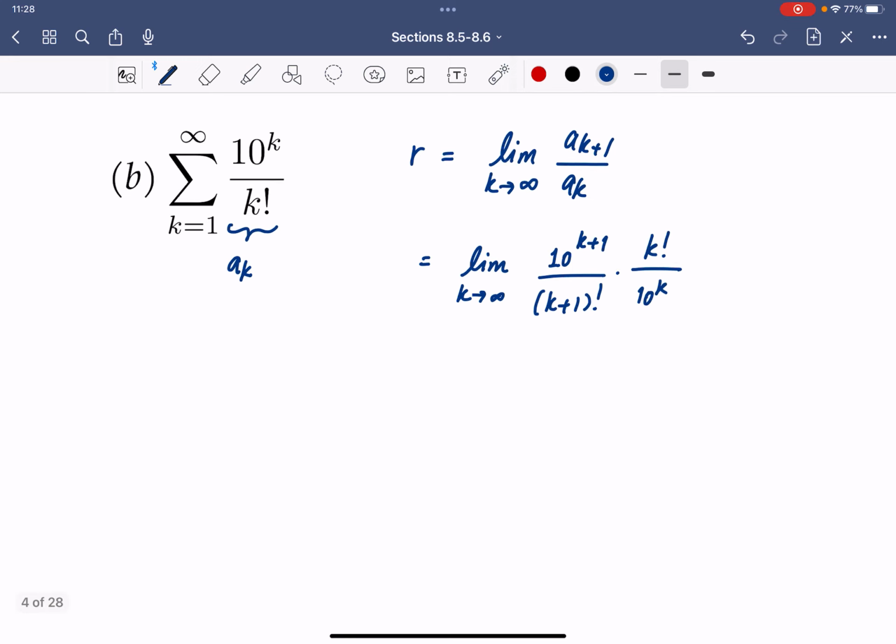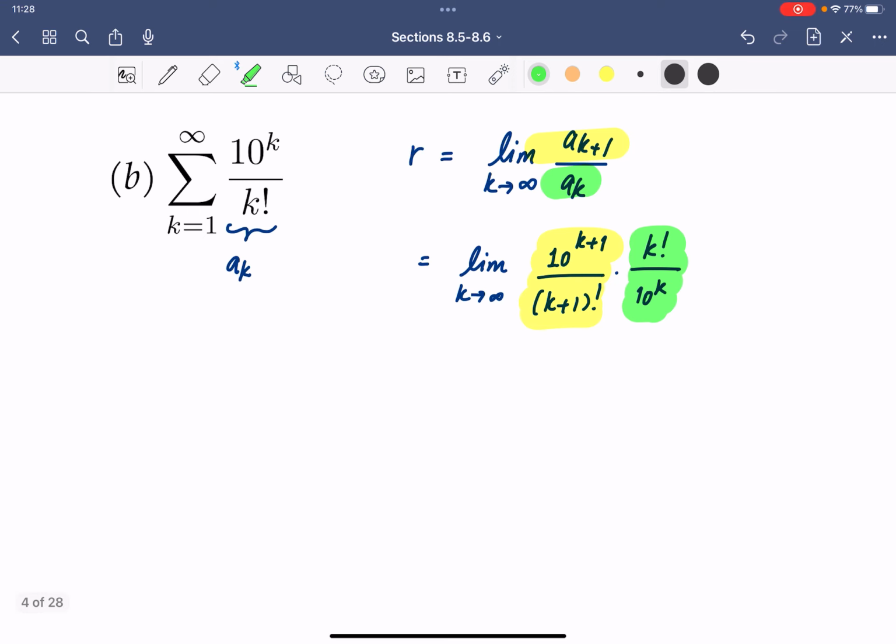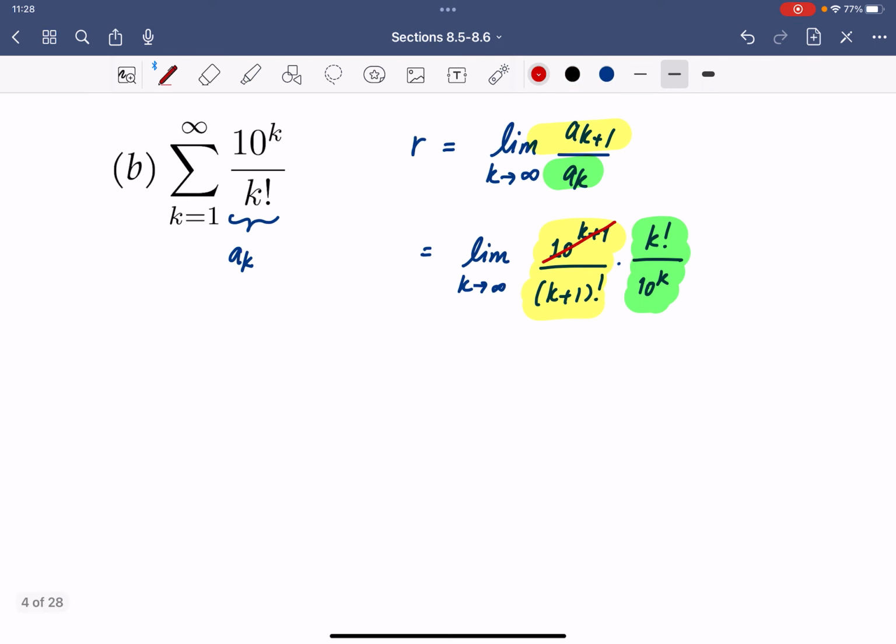Alright, the first step, you should get that one, because a_{k+1} that I highlight in yellow is here. The one that I highlight in green, a_k, when you flip it back, you're gonna get here. Right now, you need to do some cancellation. So first of all, 10 to the k plus 1 is gonna cancel with 10 to the k. You get 10. So you know that you have 10 on the top already. How about k factorial and k plus 1 factorial? You get k plus 1 here and here.